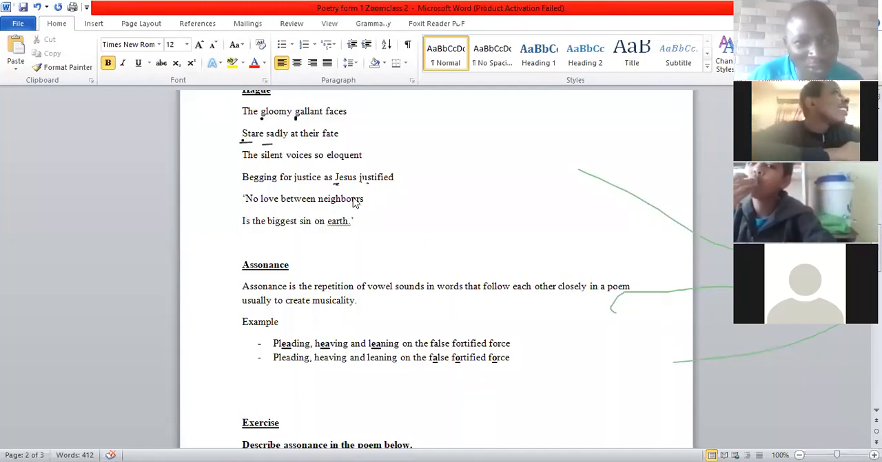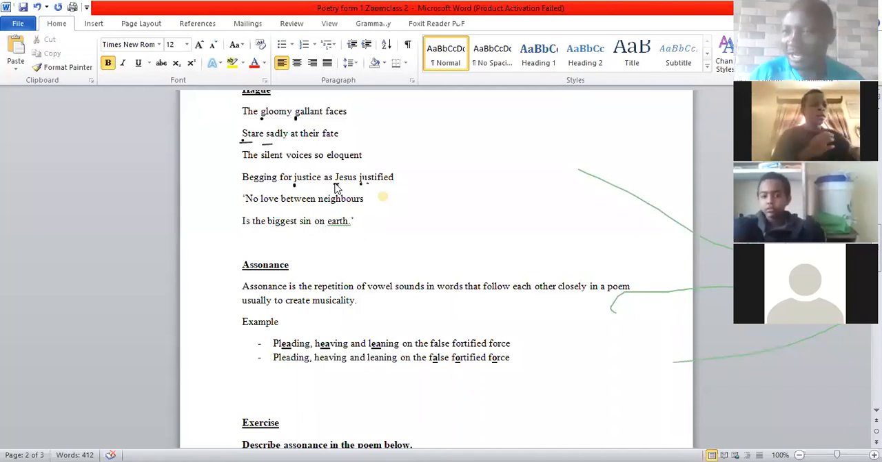I can see you're trying to annotate, which is okay. The letter J in the three words, producing the sound G, is alliterating. And I think those are the only examples of alliteration we have in this poem.